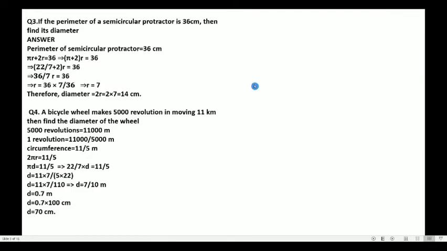Now let us solve this problem. If the perimeter of a semicircular protector is 36 centimeter, the shape of this protector here is a semicircle. So the perimeter is given to you as 36 centimeter. Then we have to find the diameter. Let me tell you how the shape looks and how to find the perimeter of the semicircle. You can see I have drawn a half circle or a half curve like this, and then I am joining the end points of this arc. So this is a semicircle, like a disc, a semicircular protector.